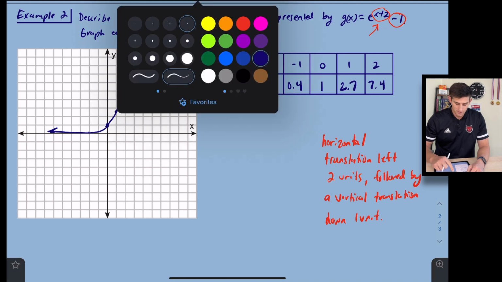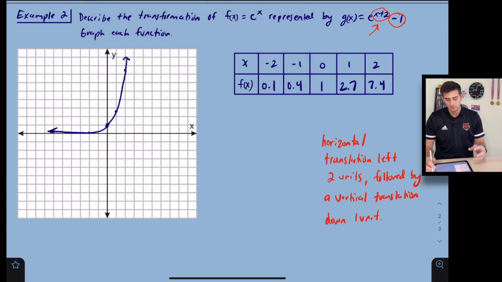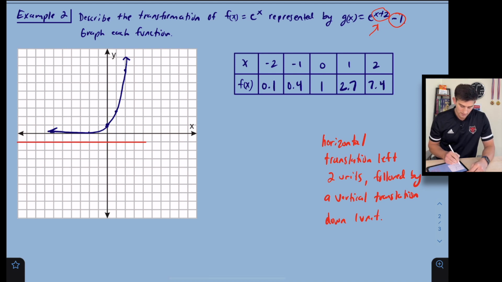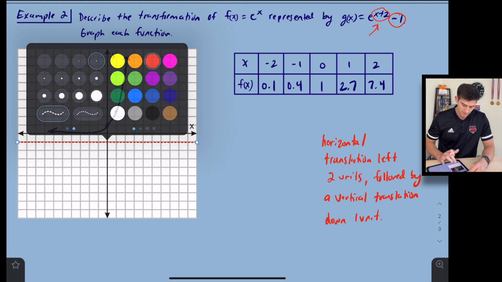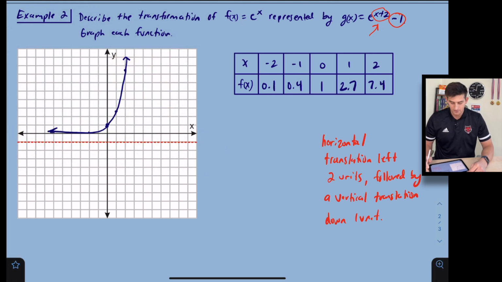All right, so now let's switch it up and go into the red. And now essentially we're going to take these 5 points that we've graphed and we're going to move them left 2 and down 1. Now remember what happens when we move down or up. It also moves that asymptote. So instead of the graph approaching the x-axis, it's now going to approach y equals -1. Okay, so we'll change this to our dashed line. And now let's go ahead and move all 5 of our points left 2 and down 1.